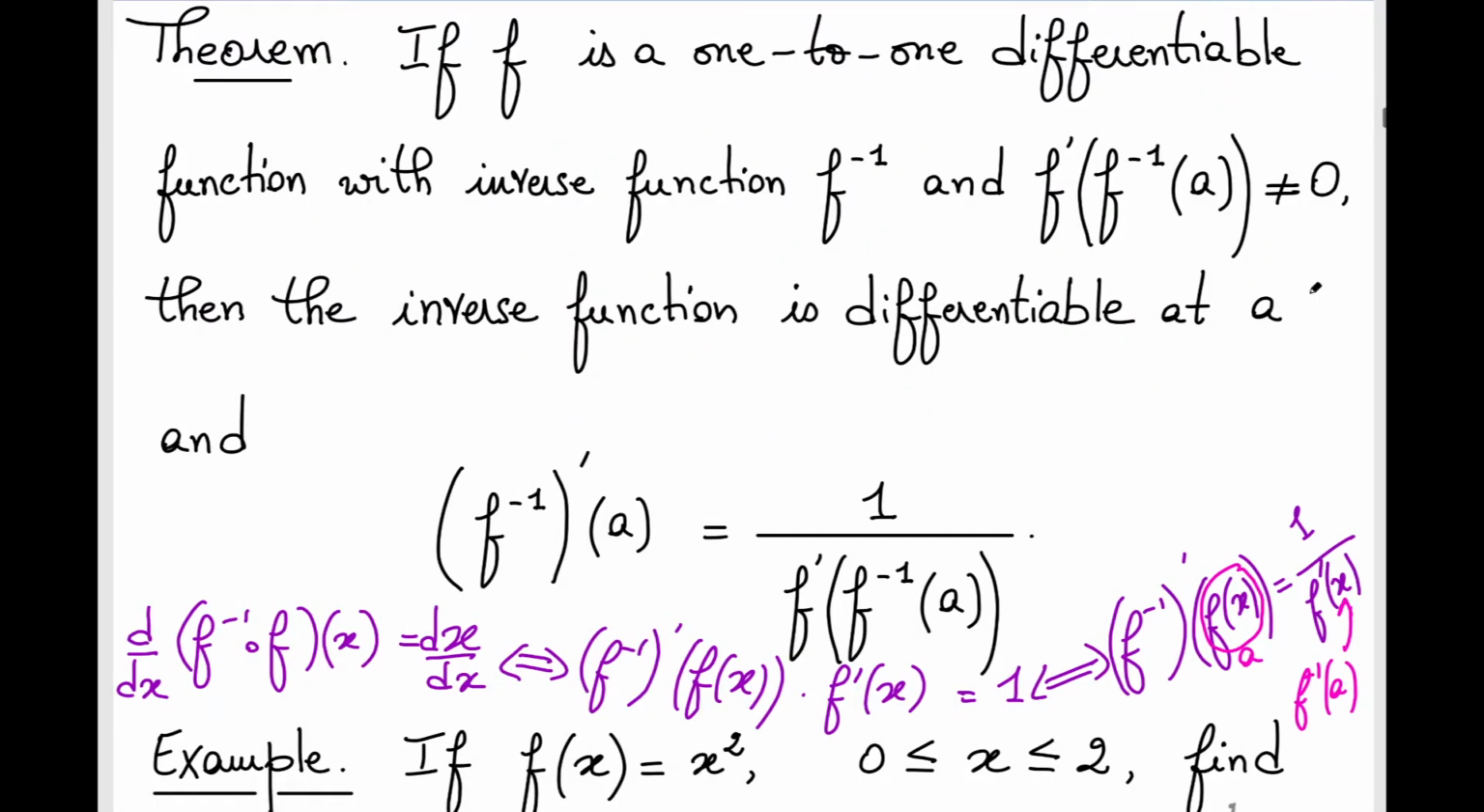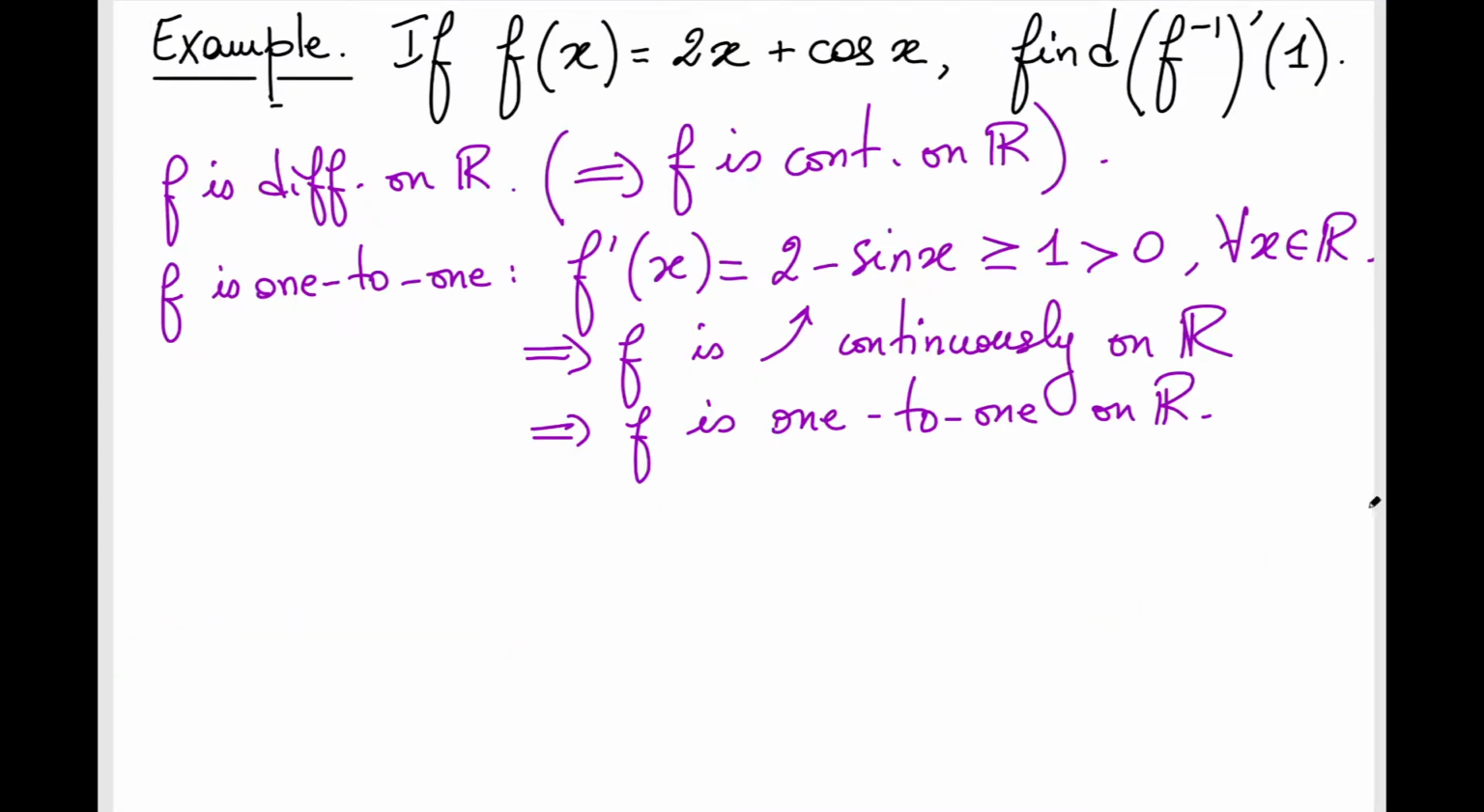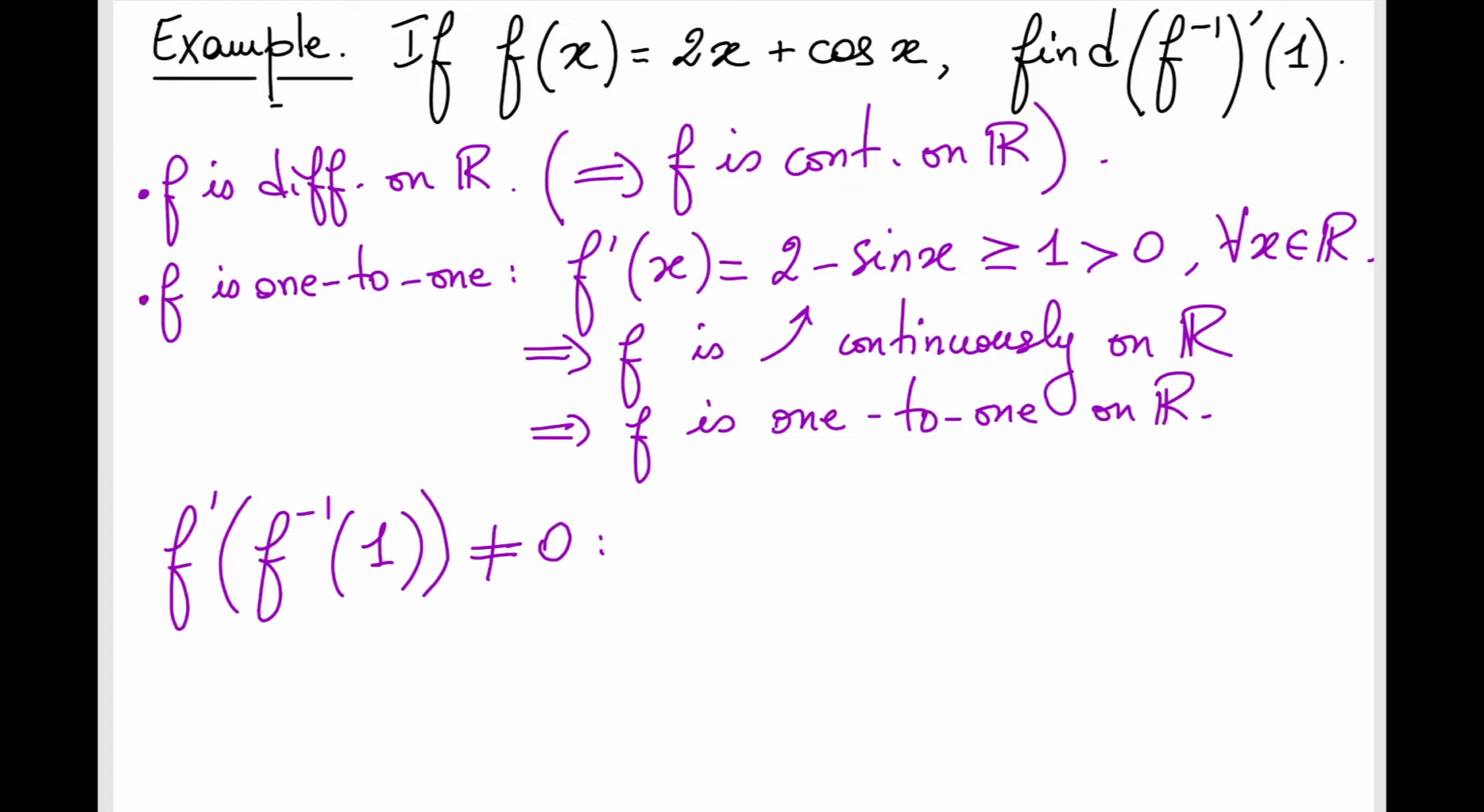Let me take you back to the theorem. I still need to check that this value is not 0, correct? Let's do it. So it remains to show that f prime of f inverse of 1, because our a is 0 here, is not 0. That's the last thing I need to check.